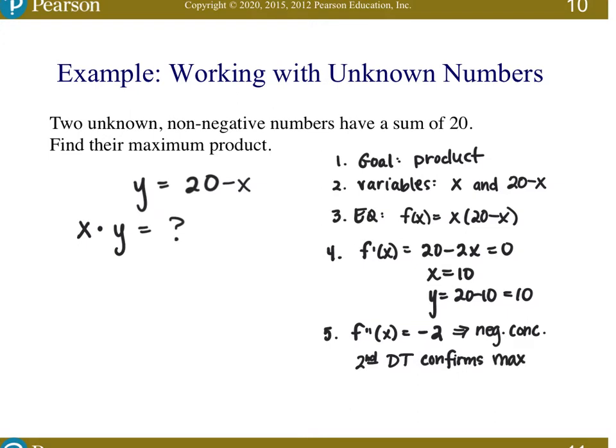And then the question, have I answered, well that was 6. Okay, and then 7, did I actually answer the question? And the question is, find the maximum product. So that would be x times y, or 10 times 10, or 100. So this was an algebraic question tied in with some geometry.